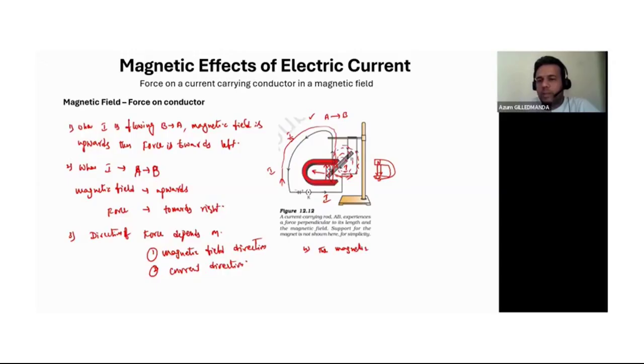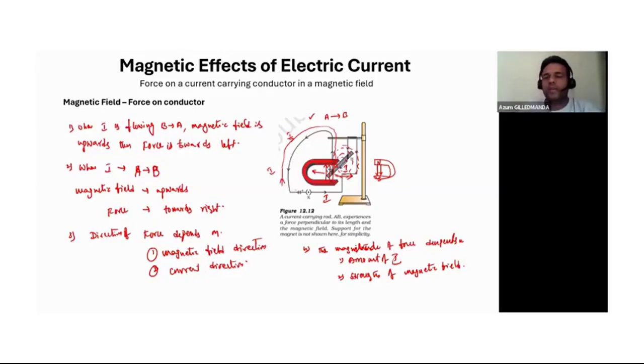What is this, guys? The magnitude means the quantity. The magnitude of force depends on, number one, the amount of current, and number two, the strength of the magnetic field. You agree, right? The strength of the magnetic field.